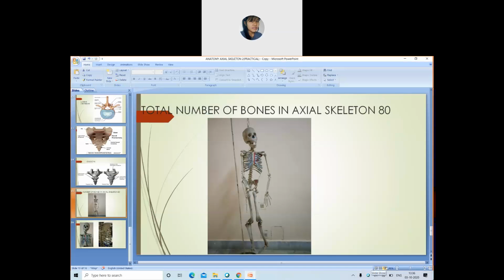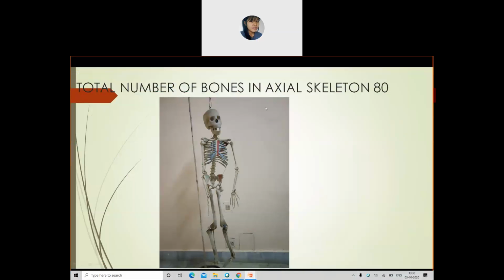Can you see the screen? Yes, ma'am. Okay, Mahmuda Parvin. This bone is known as what? Can you see? I'm moving the arrow. What is this bone? Mandible. Mandible. Okay.